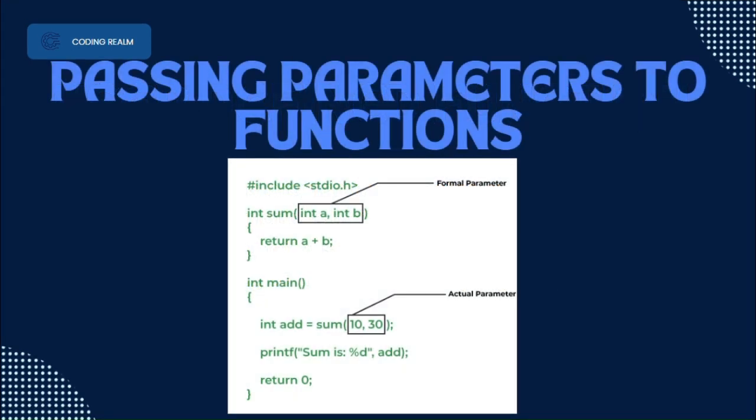Now let's talk about passing parameters to functions. The data passed when the function is being invoked is known as the actual parameter. In this example, 10 and 13 are known as actual parameters. Formal parameters are the variables and the data types as mentioned in the function declaration. In the example below, a and b are known as formal parameters. We can pass arguments to the same function in two ways. The first way is pass by value and the second way is pass by reference.